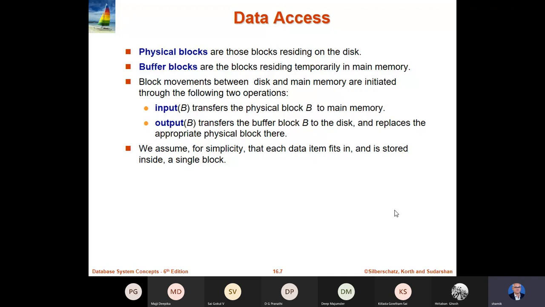There are what are called buffer blocks. The buffer blocks are the blocks that are residing temporarily in main memory, and block movement is between disk and main memory. These are initiated through the following 2 operations.